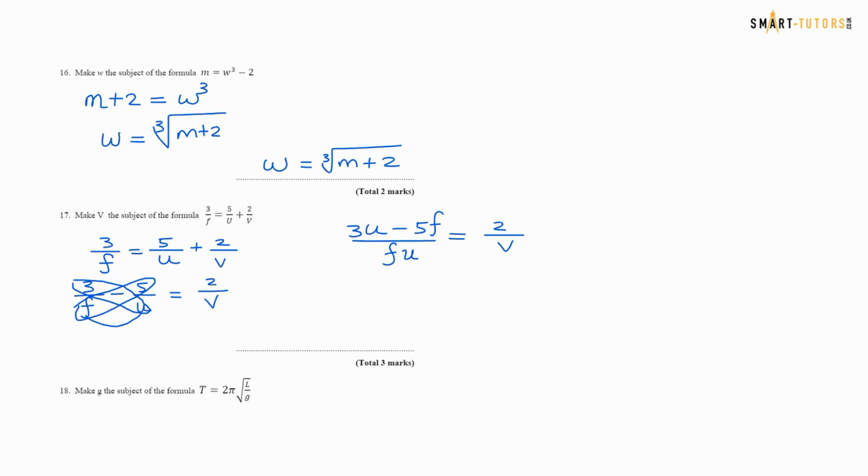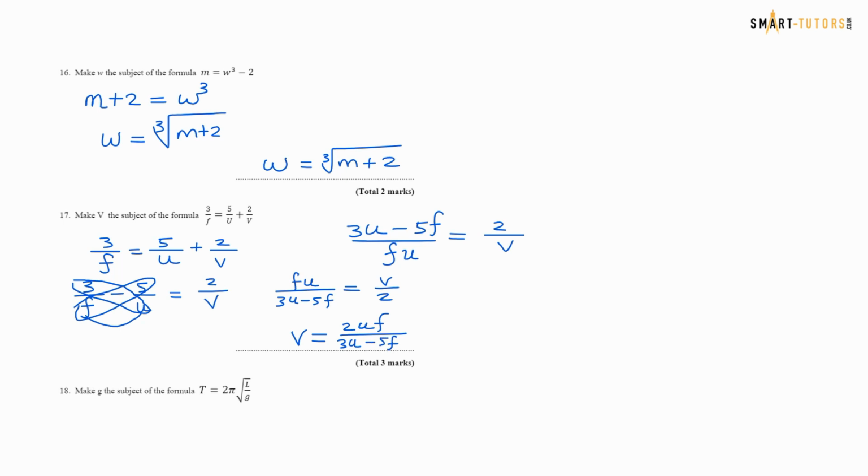So I'm going to flip the other way around. So fu over 3u minus 5f equal v over 2. So cross multiply, the 2 is going to be multiplied here, so v equal 2uf over 3u minus 5f.